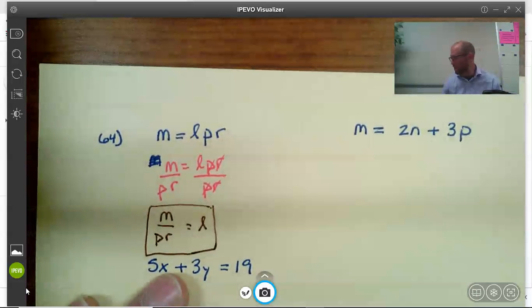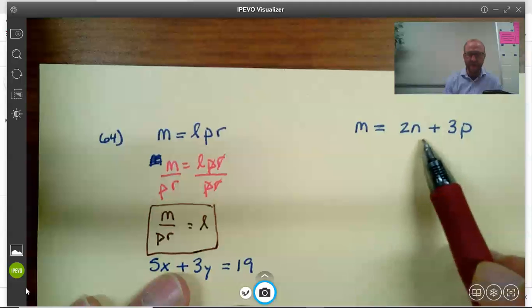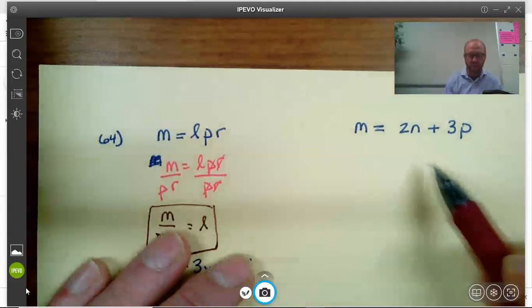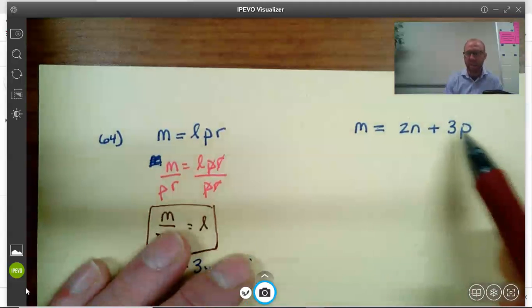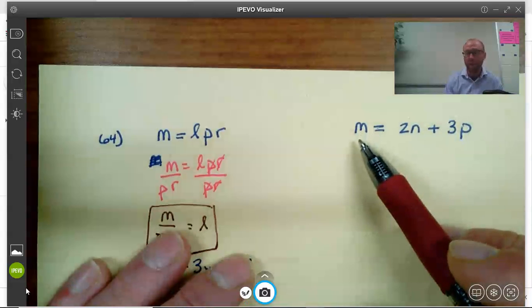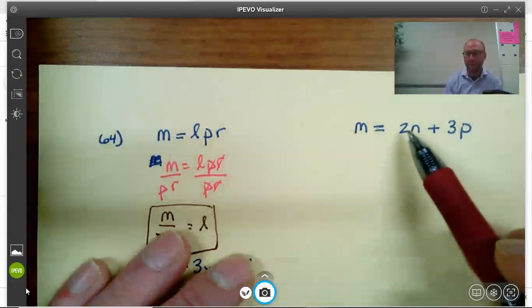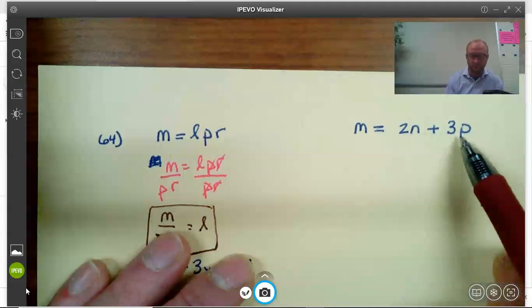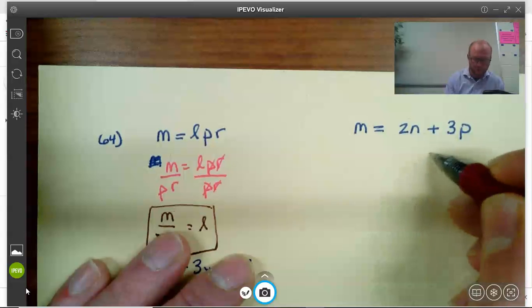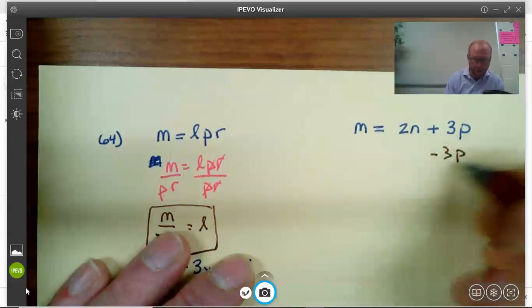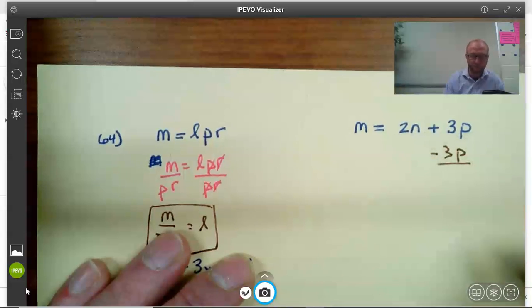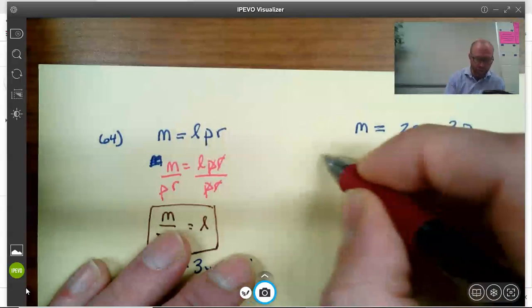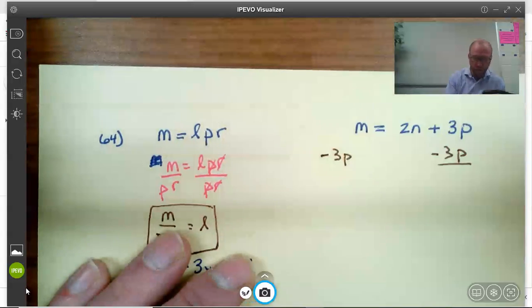Here, I think we wanted to solve for N. So I want to rearrange this formula so that instead of plugging in N and P and outputting an M, I want to plug in an M and a P, and I want to output an N. So I need to get the N by itself. So first thing I'm going to do is get rid of this 3P over here. So I'll subtract 3P, subtract that whole term. Of course, I have to do the same thing on the other side, so I'll subtract 3P.